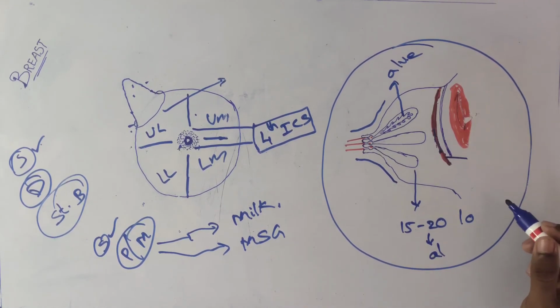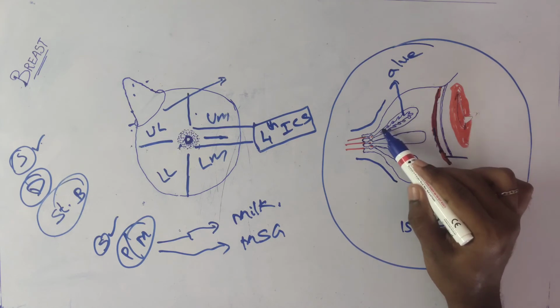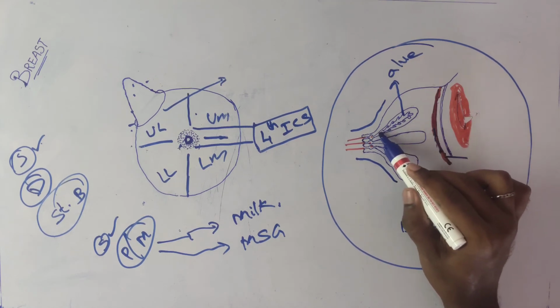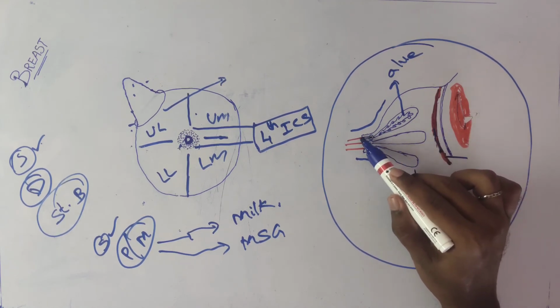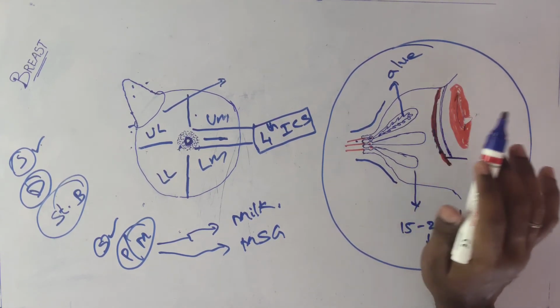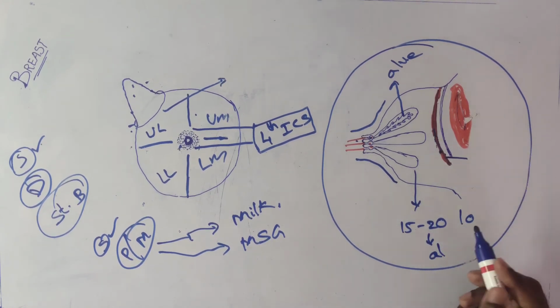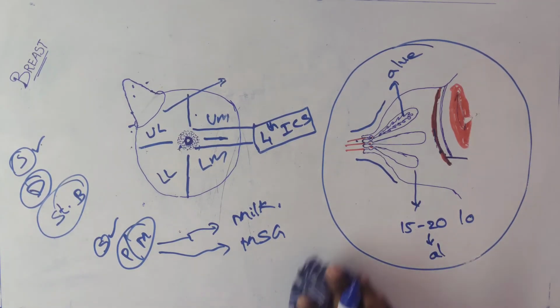Next, it is drained by lactiferous ducts. Milk from the alveoli comes into lobes, and then comes into the lactiferous sinus, and then comes out through the lactiferous duct through the nipple. Okay, this is the concept of mammary gland.